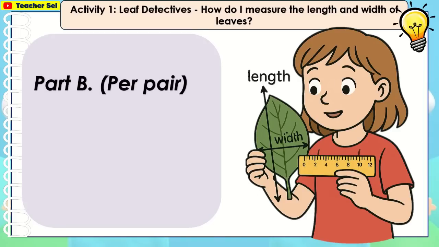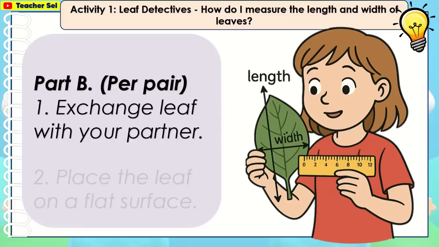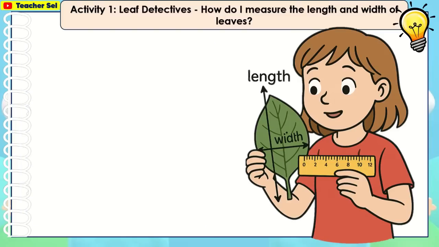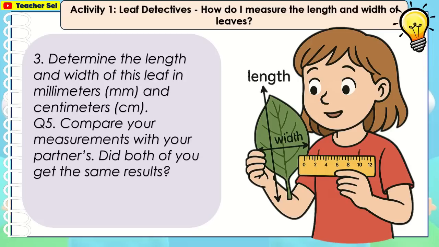For part B, it is done in pairs. Exchange leaf with your partner. Place the leaf on a flat surface. Determine the length and width of this leaf in millimeters and centimeters. Compare your measurements with your partner's. Did both of you get the same results? Return the leaf to your partner.